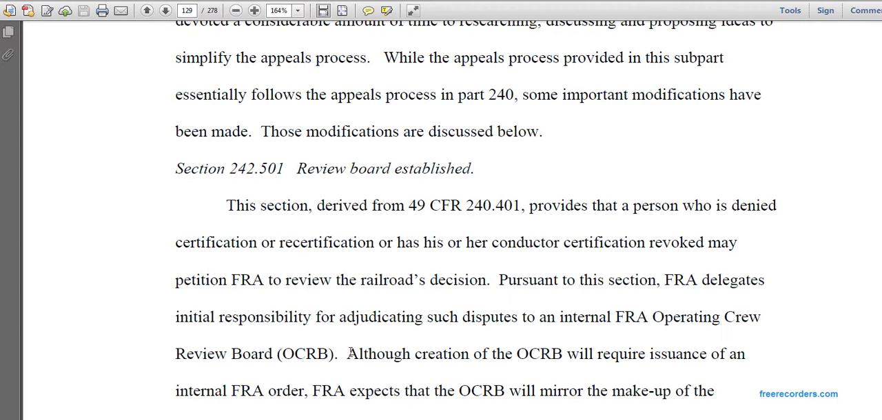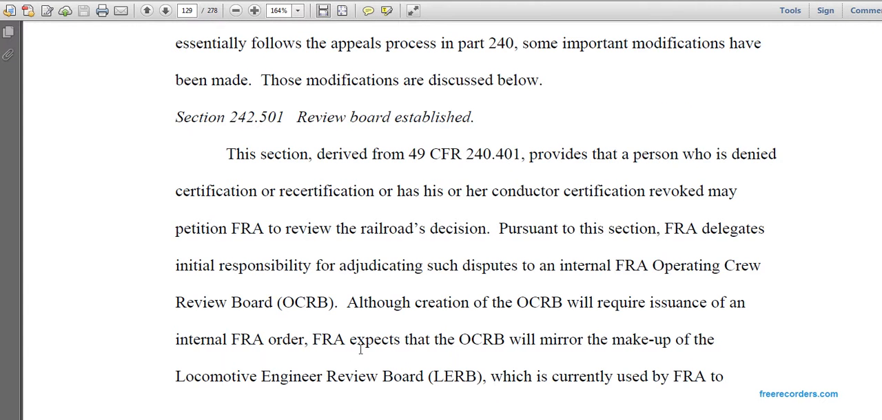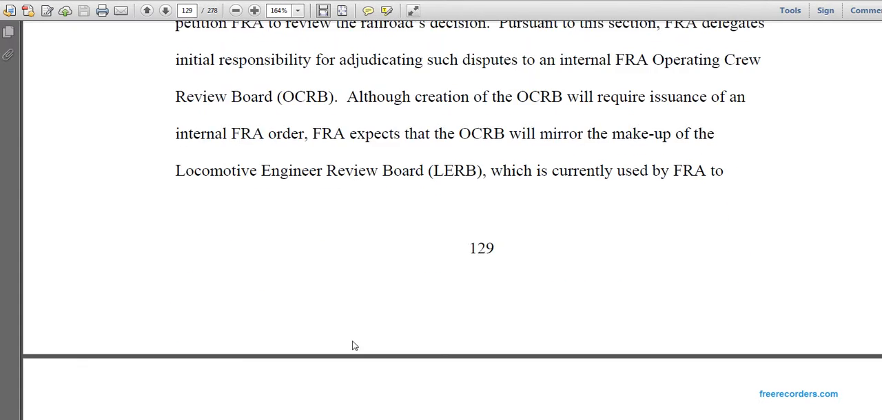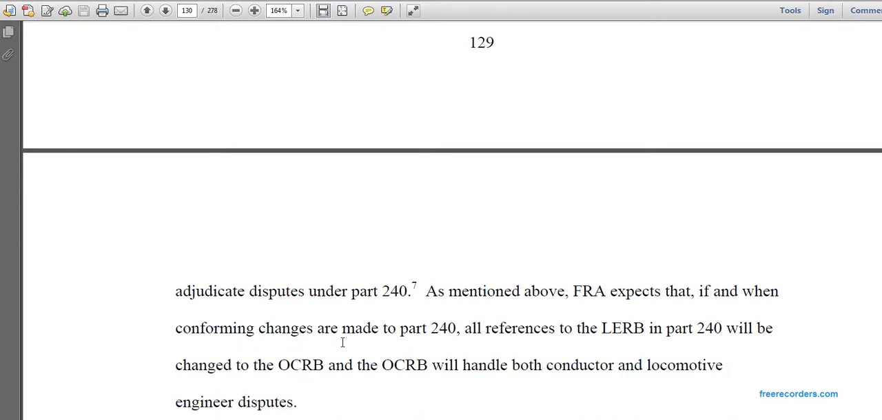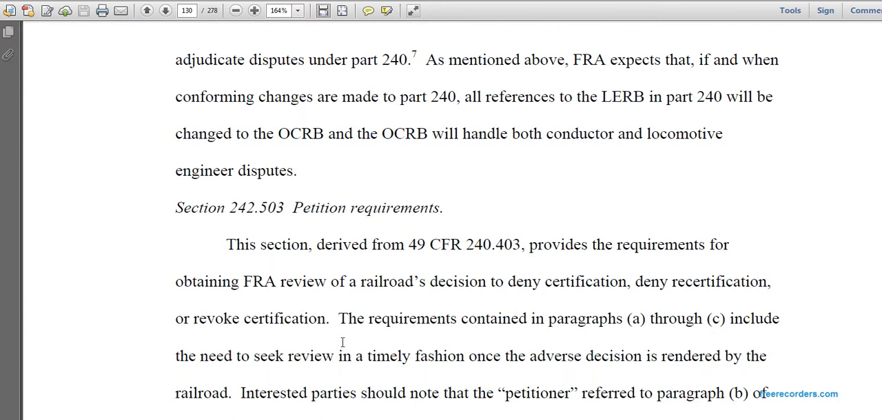FRA expects that the OCRB will have the same makeup as the Locomotive Engineer Review Board, currently used at the Federal Railroad Administration to adjudicate disputes under part 240, except that if and when conforming changes are made in part 240, all references to the Locomotive Engineer Review Board, LERB, in part 240 will be changed to the Operating Crew Review Board, and the Operating Crew Review Board will hear both conductor and locomotive engineer disputes.